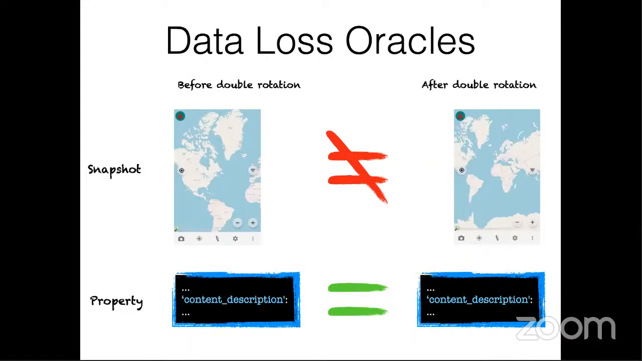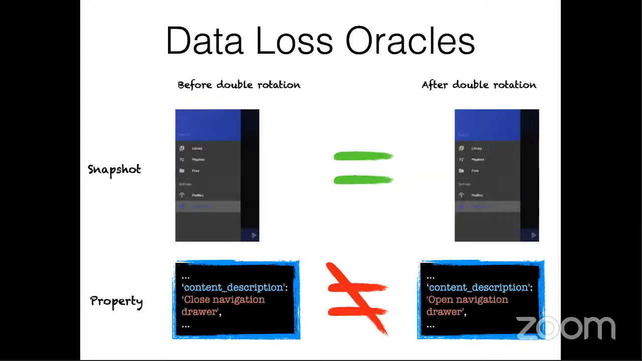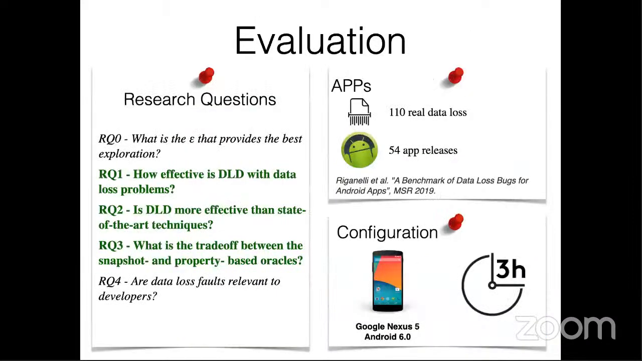DLD uses both oracles because in some cases, like the data loss shown in this slide, the snapshots are different, but the properties are not. And vice versa, as in this data loss, the snapshots are the same while a property is changed. In this case, the property that is changed is the content description.